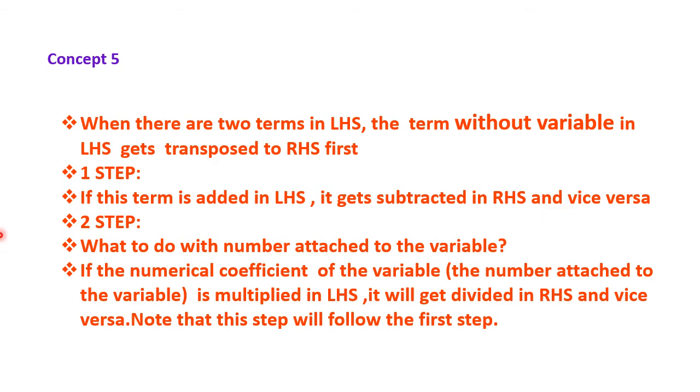In step 2, what happens in step 2? What we do with the variable that is attached to the number. What means a variable attached to the number? It means numerical coefficient of the variable. If the numerical coefficient of the variable is multiplied in LHS, it will get divided in RHS and vice versa.